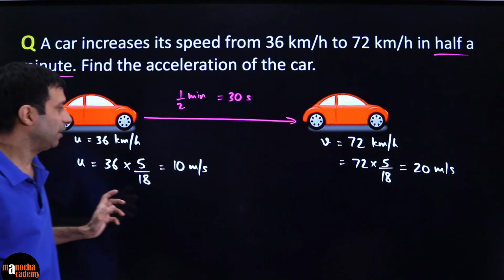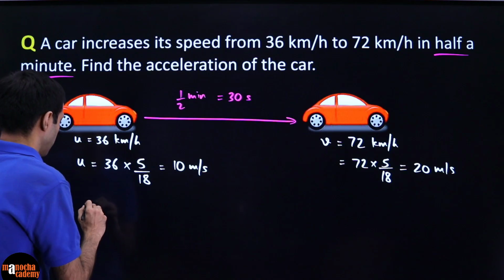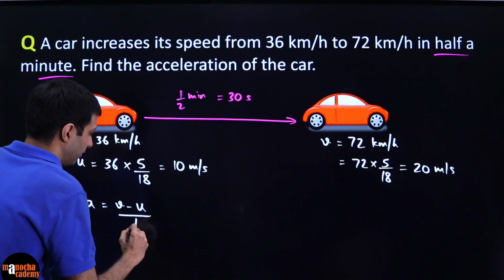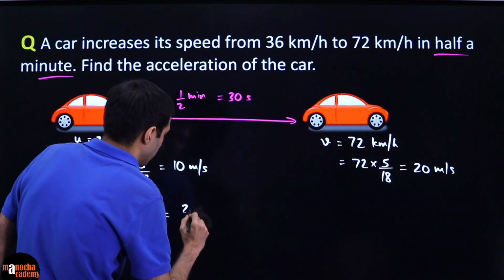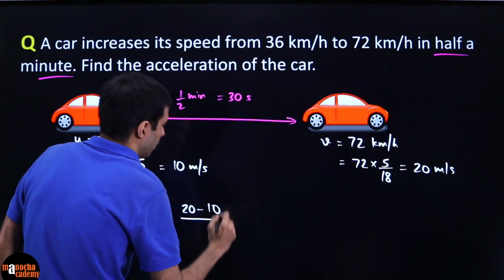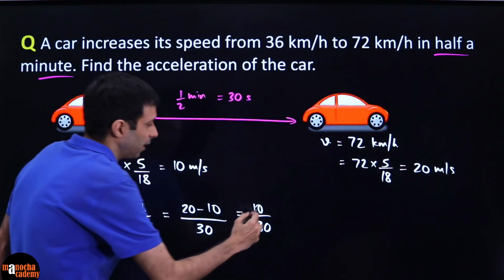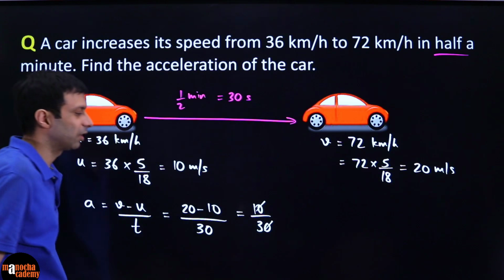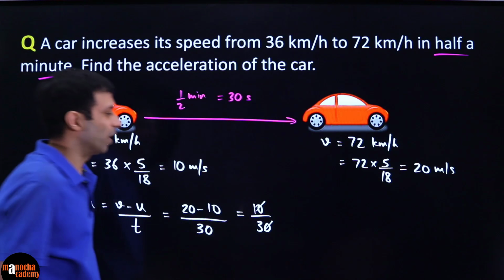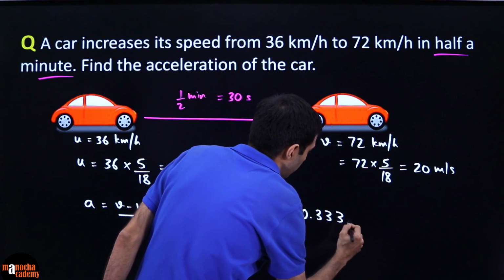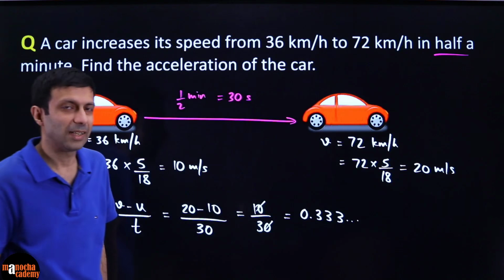V minus U by T. Let's solve it now. So A is going to be equal to V minus U divided by T, which is basically 20 minus 10 divided by 30 seconds. So we are getting 10 by 30. We can cancel the zeros here. So what is 1 by 3? 1 by 3 is basically 0.33333, again recurring.